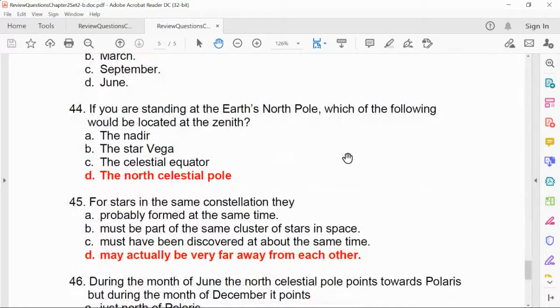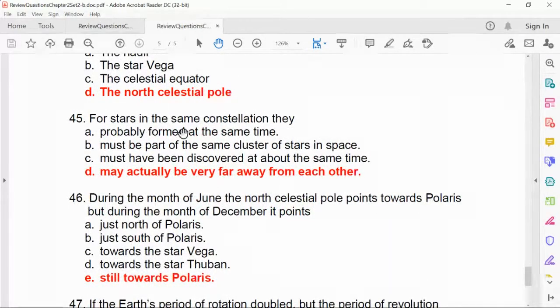Question 44. If you are standing at Earth's North Pole, which of the following would be located at the zenith point? Well, the North Celestial Pole would be exactly on top of your head, and it would be located at the zenith.